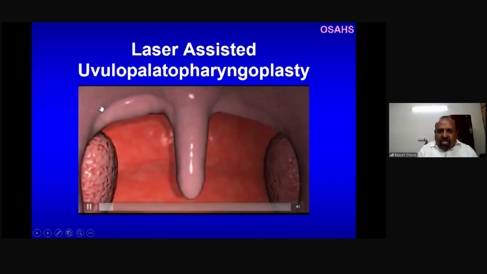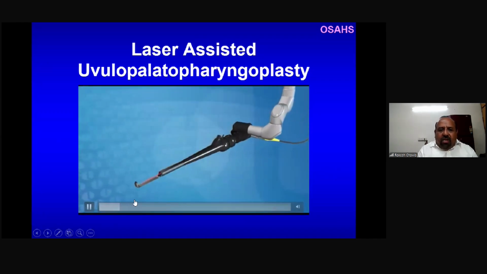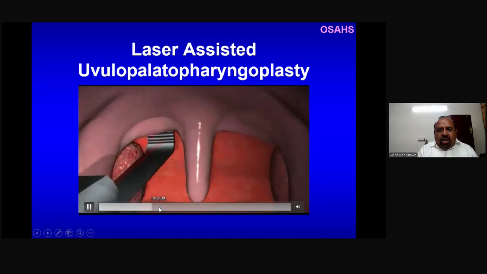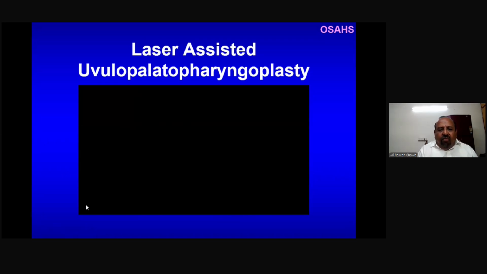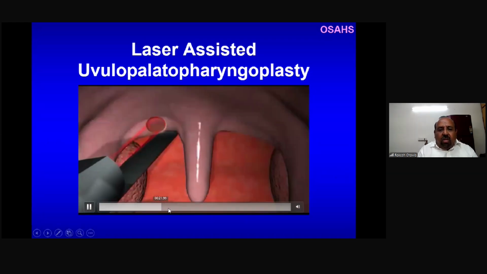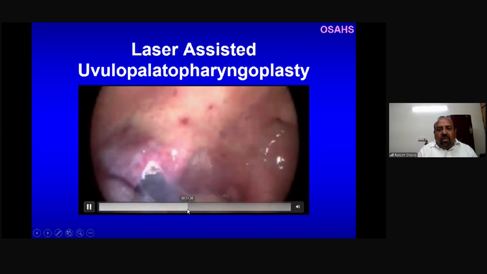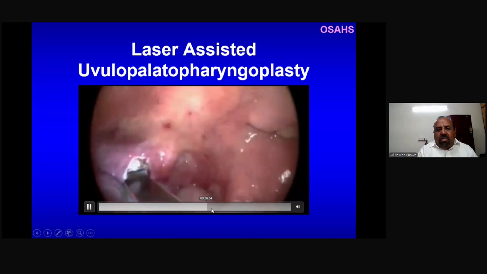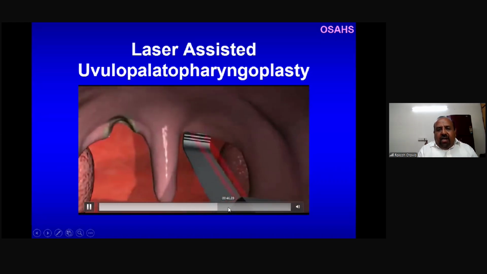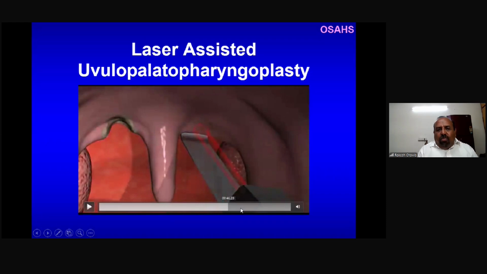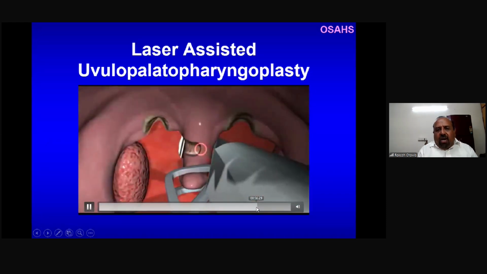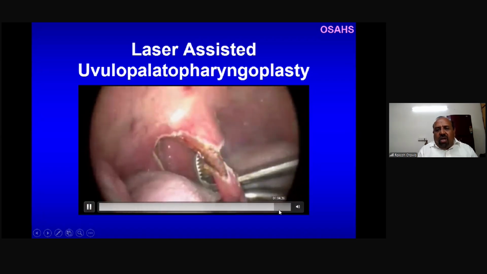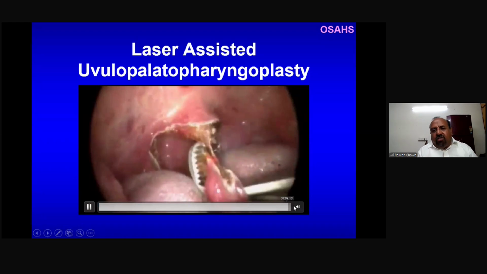This is laser assisted, where they remove all these areas. I will just move it forward. They burn this area with the lasers, and you can see the real picture of how this happens. And then they remove another part of the palate and they remove the uvula. And once they remove the uvula, you see how the space is increased.